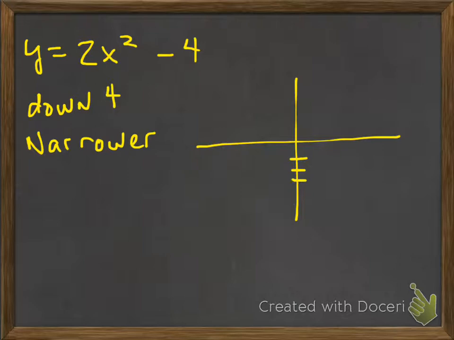And then, so I'm going down 4. Now, for the quadratic slope, 1, 3, 5, I'm going to take this 2 and multiply it. So that would give me 2, 6, 10. Now, what does that mean?